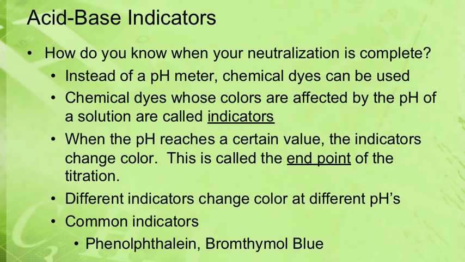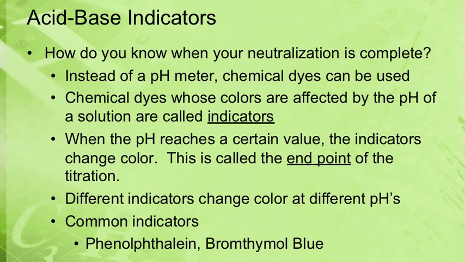And then lastly, with acid-base indicators, how do you know when your neutralization is complete? Instead of a pH meter, chemical dyes can be used. pH meters are kind of unreliable. You have to calibrate them every time you use them. In high school, pH meters are not super accurate. They're usually close. They'll be able to tell you within a few tenths of whatever your pH actually is, and when you definitely have gone past your equivalence point. But they're not the most accurate, at least with what we can afford.